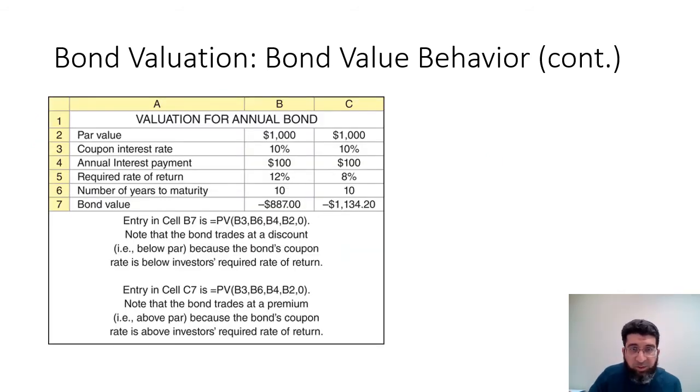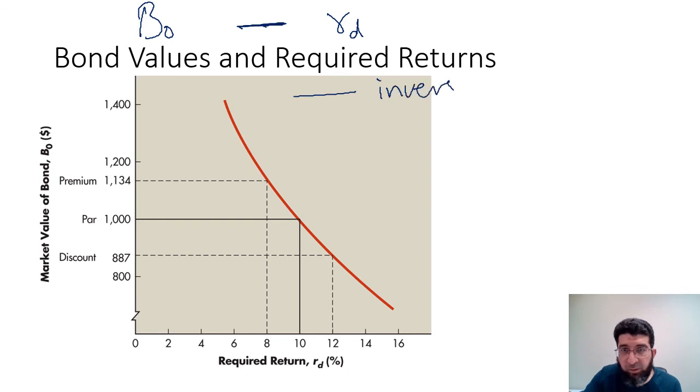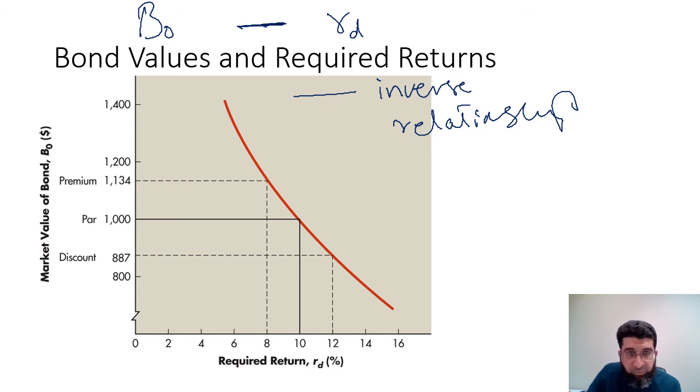Similarly, these bonds can be calculated using the formula, or you can structure it all by yourself without using any formula. This is also shown, the relationship between bond values, the B naught, and the required RD. This relationship is also shown here in the graph, and you can see it's an inverse relationship. If it was issued on par, you can see this is a par value, 10% for $1,000.